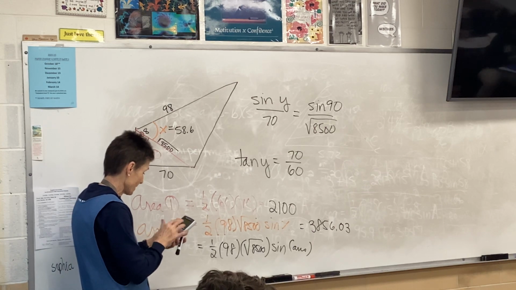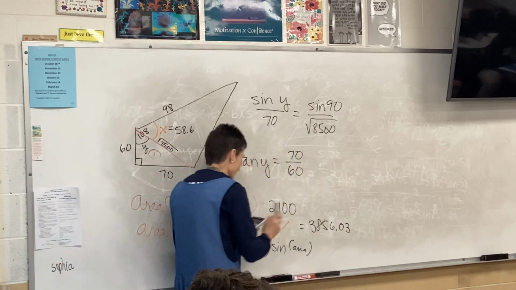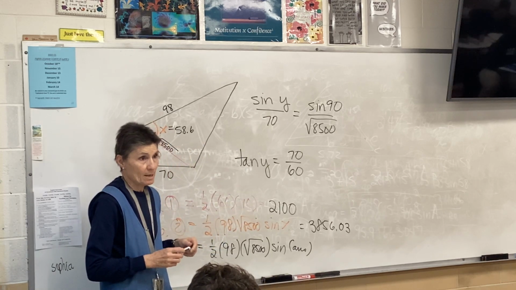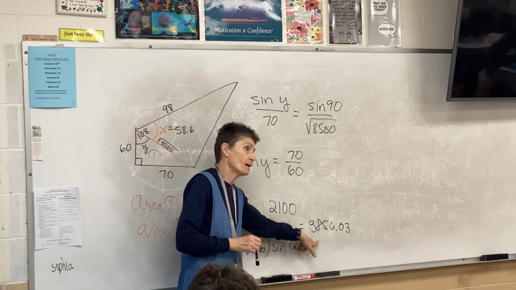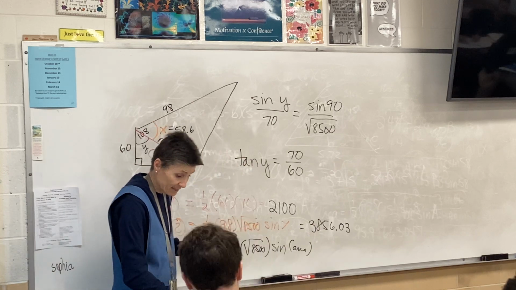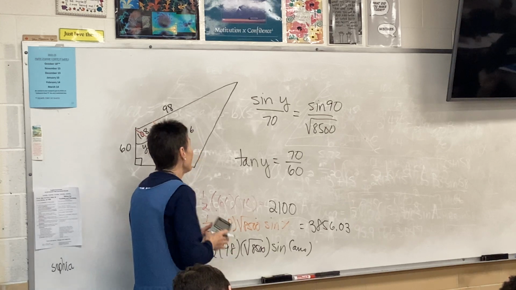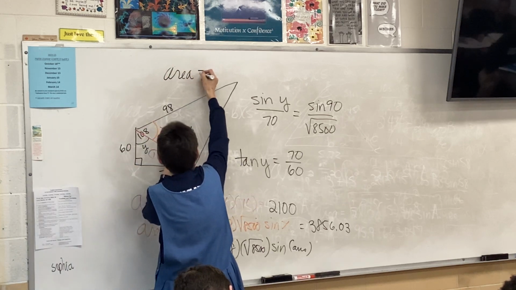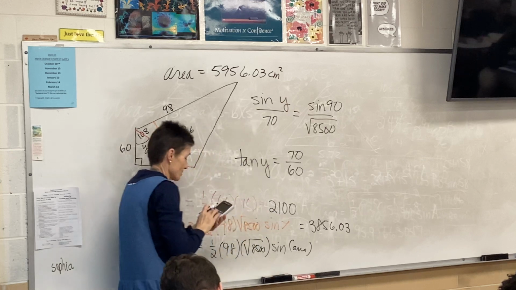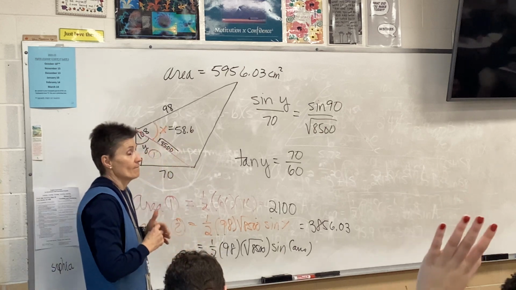Well, do you want to use that? Okay, so those of you that said this are right. That is the answer right there. Now, it is not the answer to the whole problem though, because this is the area of triangle 2. So we gotta go back and add, what was it, 2,100? So the area of the whole shebang is 5956.03 square centimeters. That's the area of the whole figure.